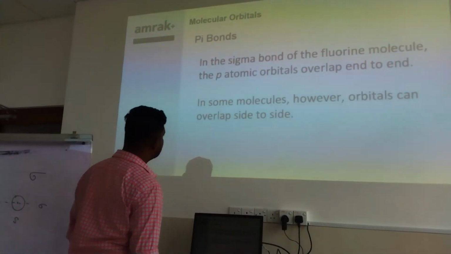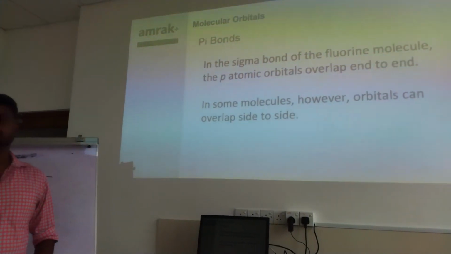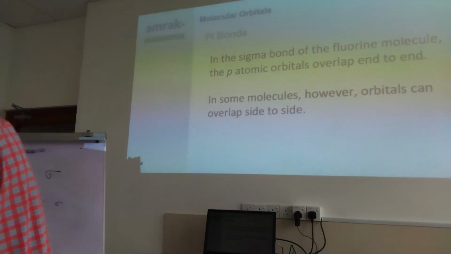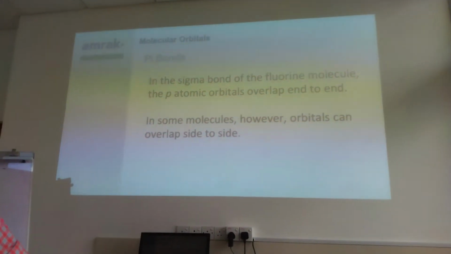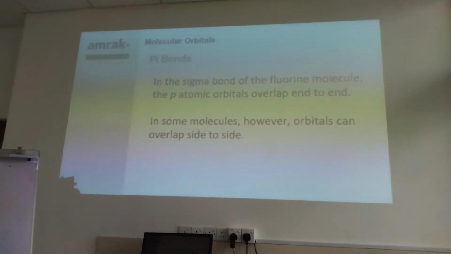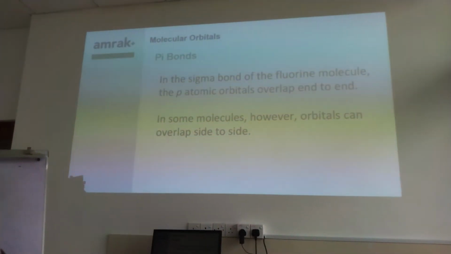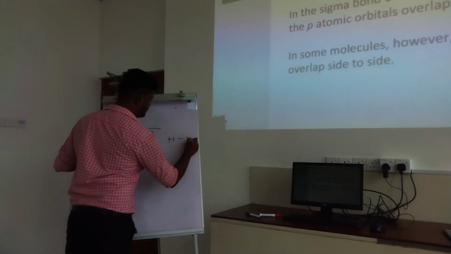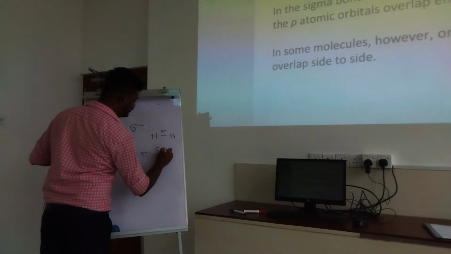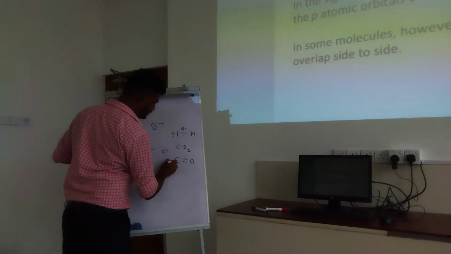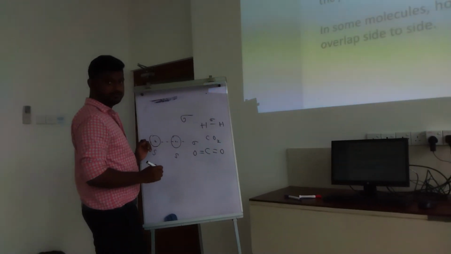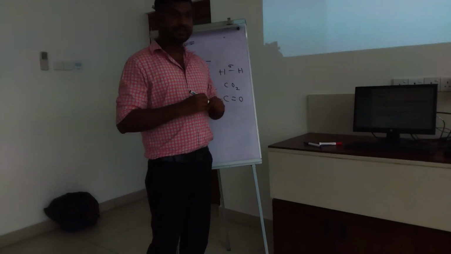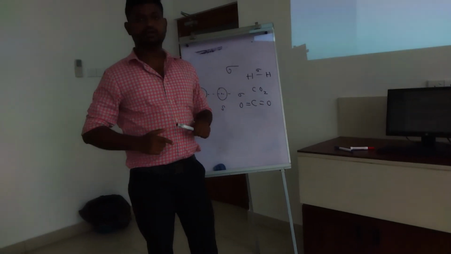Pi bonds. So what are pi bonds now? Overlap means only. Sigma bonds are the single bonds, right? H-H, this is a sigma bond. CO2, C double bond O, C double bond O, right? In CO2, one sigma bond, one pi bond. Pi bond means sideways. They make the bonding sideways, right?